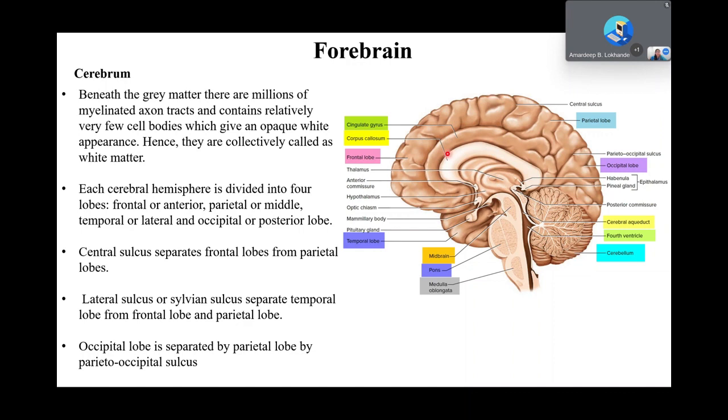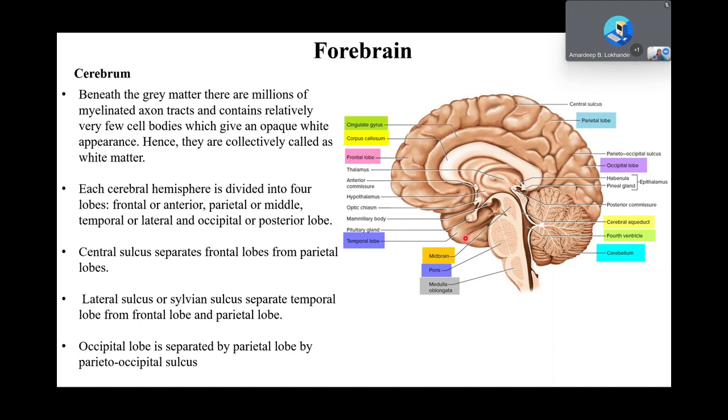Now, these lobes are separated from each other by different structures, different networks of nerves and different parts. For example, the frontal lobe and the parietal lobe are separated from each other by the central sulcus. They separate from the temporal lobe based on the sylvian sulcus. So there are different parts which are responsible for differentiating these separate lobes. And then you have the occipital lobe and the parietal lobe being separated by the parieto-occipital sulcus.